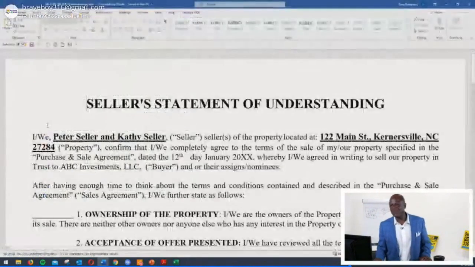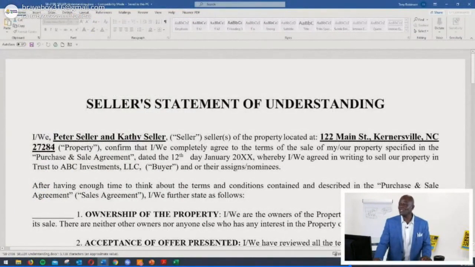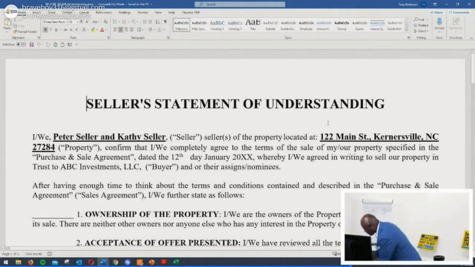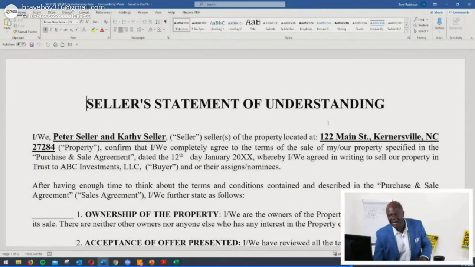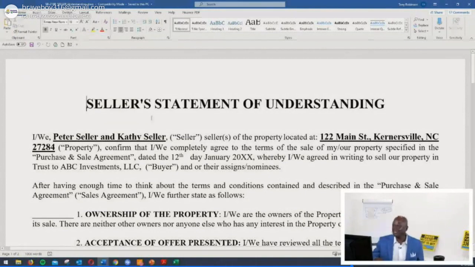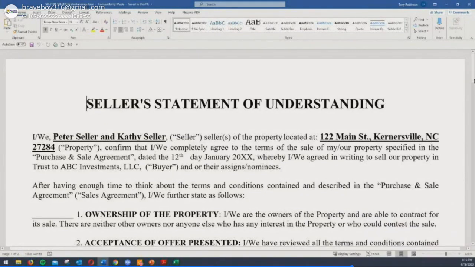Now, this one I want to go over, okay, because I want you to see this one and definitely understand this one. All right, so I'm going to stop here on this one for a second because this is some of the documentation that actually covered my behind when I had that situation that I talked about a little bit earlier. So basically what it says, this is a seller's statement of understanding.